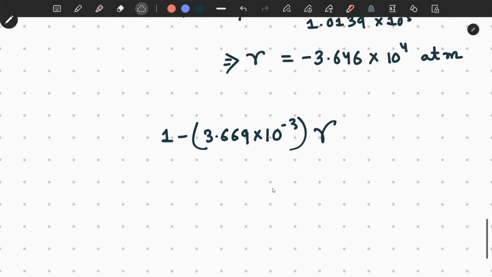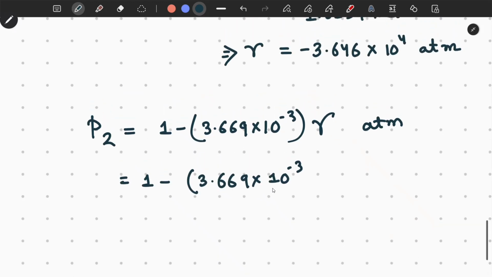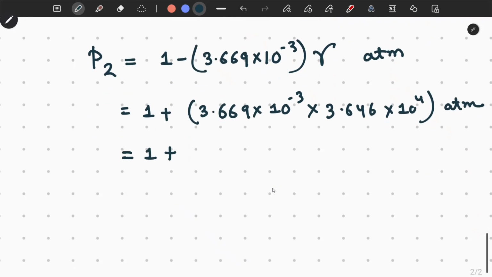So this is our P2 in atm. I think this is correct. We don't know what mistake we had made yesterday, last class. So it will be plus now. So do it. So 13.377 into 10 to the 10.